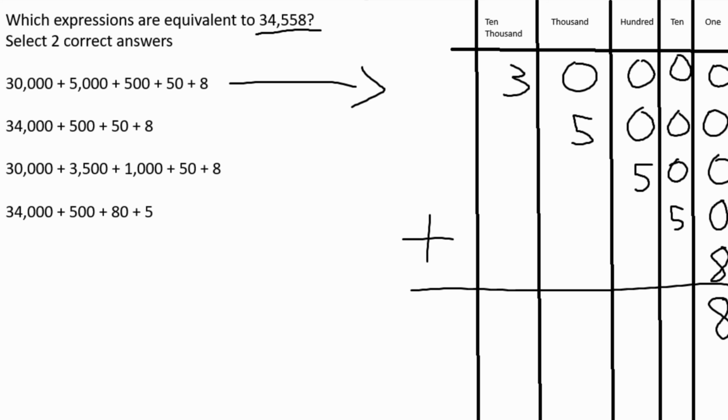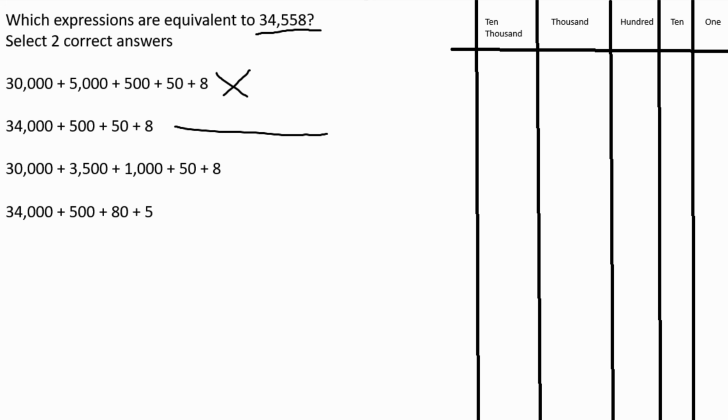We get an 8 in the ones place, a 5 in the tens place, a 5 in the hundreds place, a 5 in the thousands, and a 3 in the 10,000s. Notice here that we have an issue in the thousands place. The 5 is actually supposed to be a 4. So this answer is incorrect. Let's check our next answer choice.